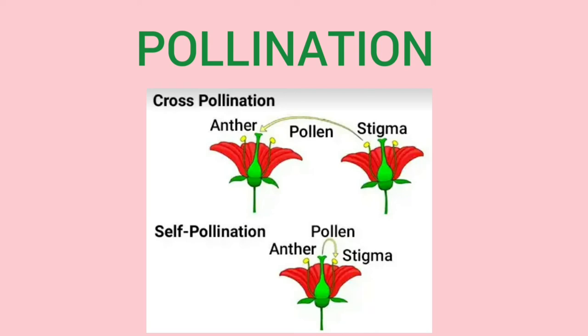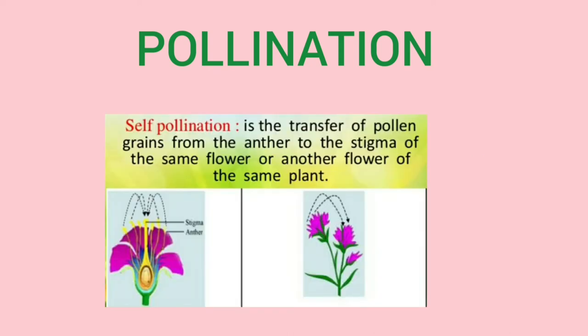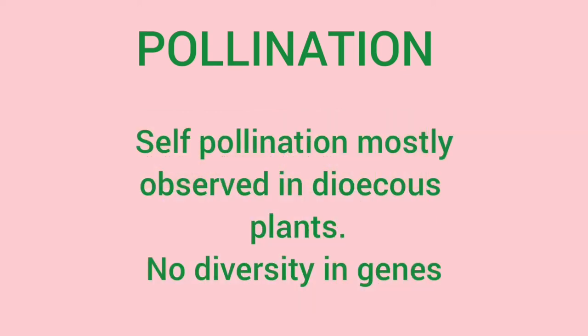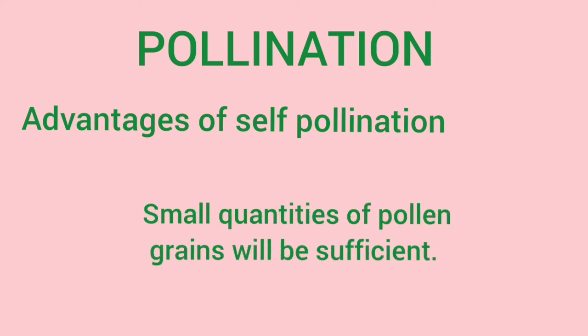It may be self-pollination, when pollen is transferred from the anther of a flower to the stigma of the same flower. It is common in dioecious plants. In self-pollination, there is no diversity in the genes. Therefore, purity of the race is maintained. Plants in this case do not depend on external factors for pollination. Small quantities of pollen grains will have a good success rate of pollination.